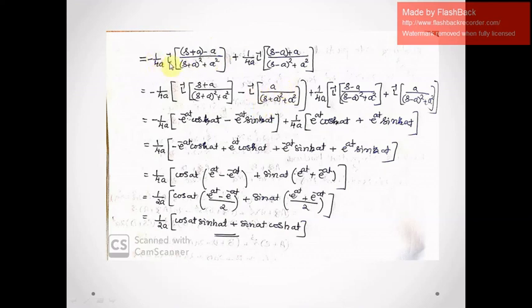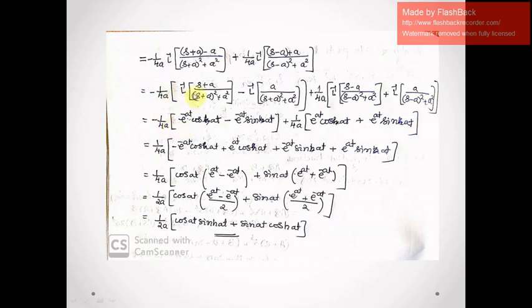Minus 1 by 4a is common to both the fractions I've split here. So minus 1 by 4a into, in the bracket, L inverse of (s plus a) by (s plus a) whole square plus a square, minus L inverse of a by (s plus a) whole square plus a square. Plus 1 by 4a, this also will split into two parts. 1 by 4a is common when I split, L inverse of the first one plus L inverse of the second one.